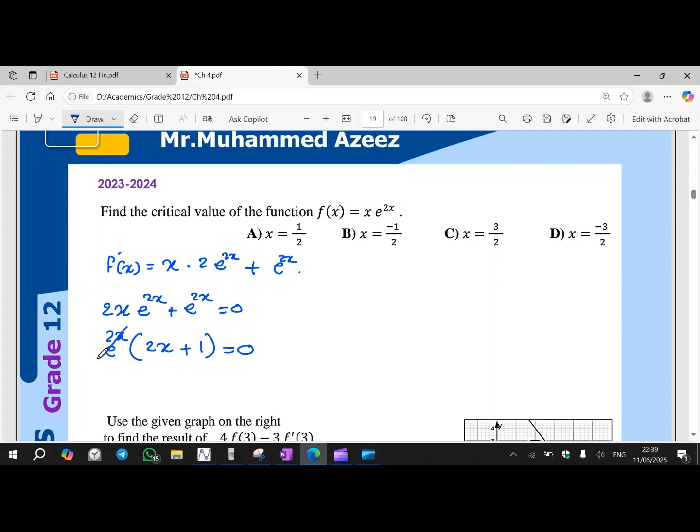E power x is never 0. What's supposed to be 0 is 2x plus 1. So 2x plus 1 is equal to 0. 2x equal to negative 1. X equal to negative 1 over 2. That makes B the right choice.